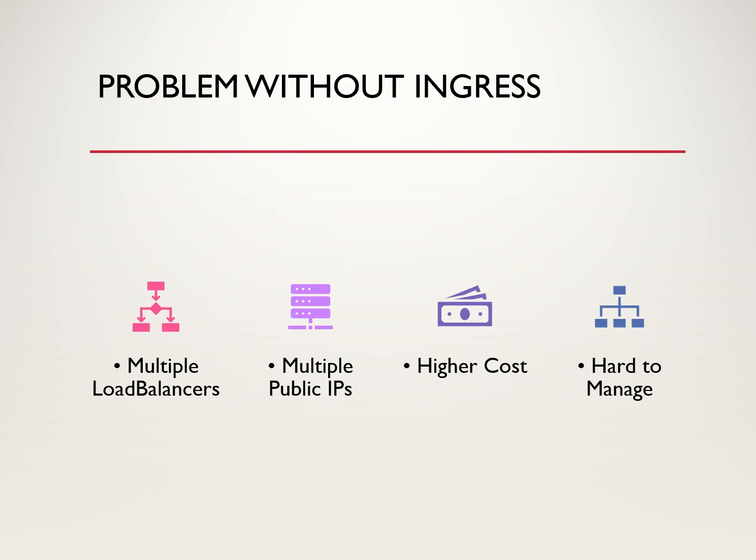Just think for a while. What kind of problem can it create? Yes. Number one is cost, because each load balancer is built separately, so the cost will increase. Second, multiple IP addresses are going to create confusion and be very difficult to handle because the applications will grow. So we have a smarter way, and that is Ingress.